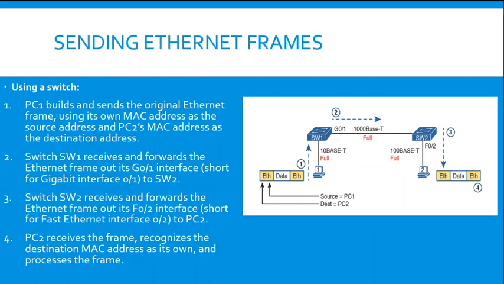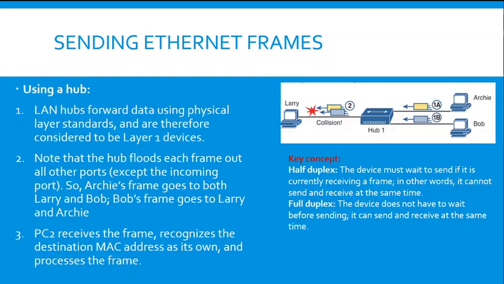But why send an Ethernet frame? PC1 builds and sends the original Ethernet frame. It uses its own MAC address as the source address and PC2's MAC address as the destination address. Switch SW1 receives and forwards the Ethernet frame out interface Gigabit 0/2, the Gigabit interface, to SW2. Switch SW2 receives and forwards the Ethernet frame out interface Fast Ethernet 0/2 to PC2. PC2 receives the frame, recognizes the destination MAC address as its own and processes the frame.